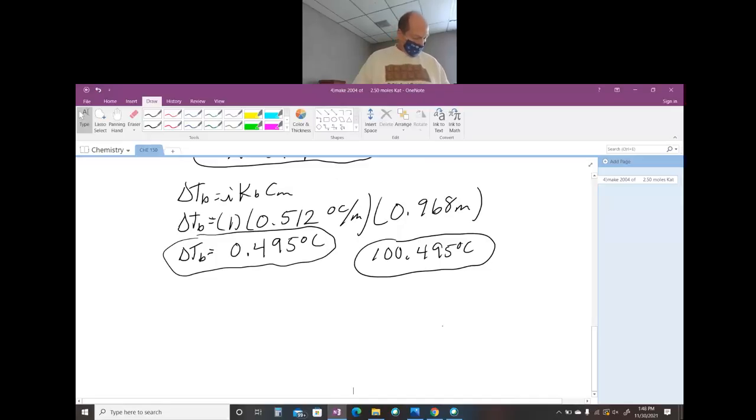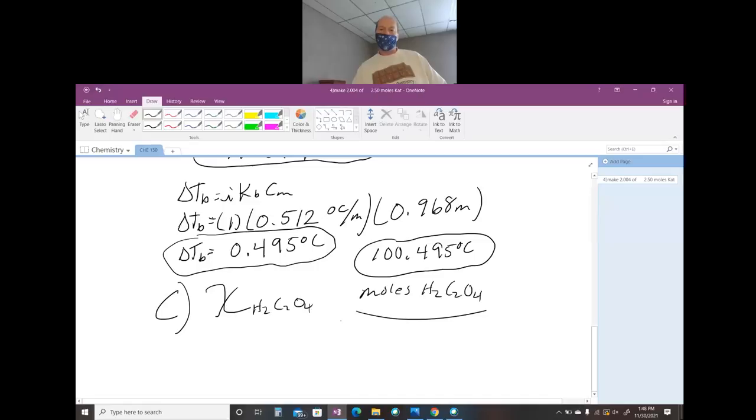All right. So in part C, it asks for the mole fraction. So let's find the mole fraction. We'll find it of both of them. So we're going to find the mole fraction of the H2C2O4, and when we're done with that, we will get the mole fraction of water as well. In order to find the mole fraction, we need to find the moles of the H2C2O4 and divide by the moles total. So that means the moles of your H2C2O4 plus the moles of water.